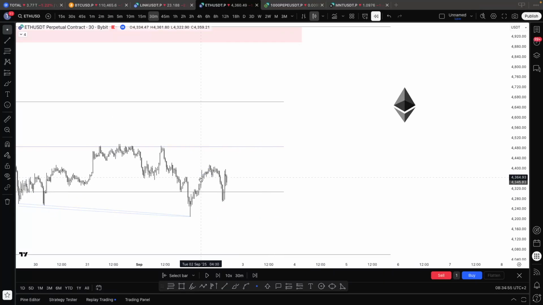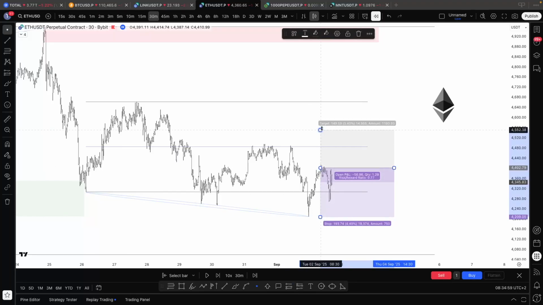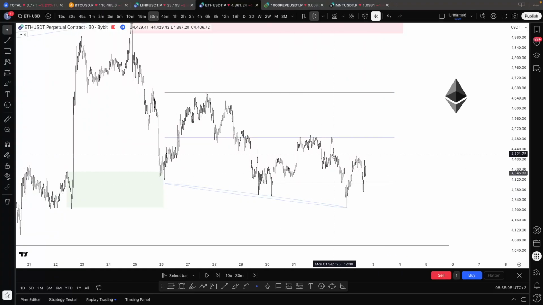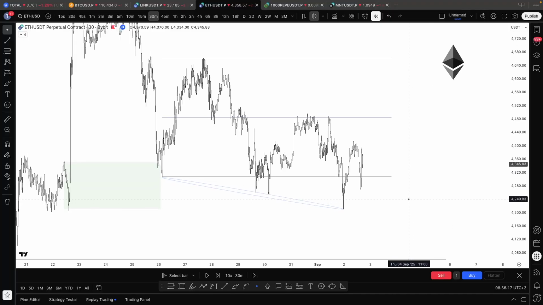Would I have traded it? No, because our RR was not amazing. The RR would have been, what was it, 1.3, so that's not worth it at all to trade. But this was a valid Model 1, so now you're watching for a pullback to enter, and just really look at it. There you can see what happened.